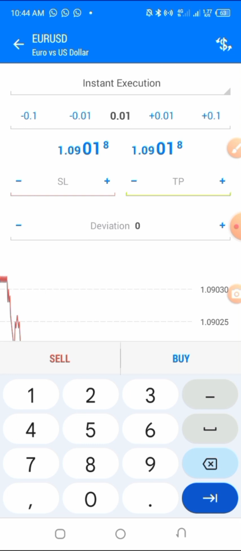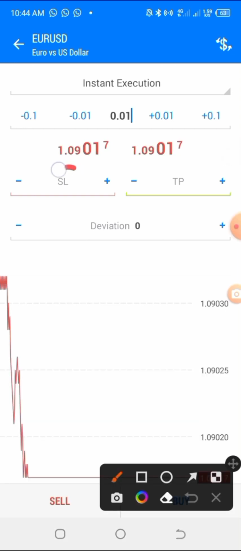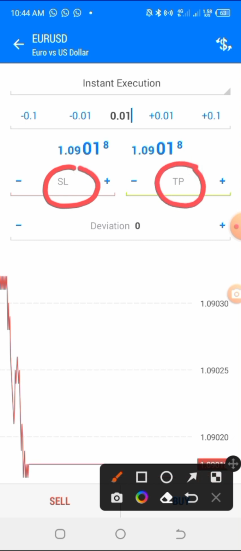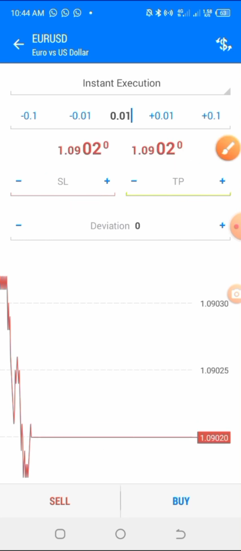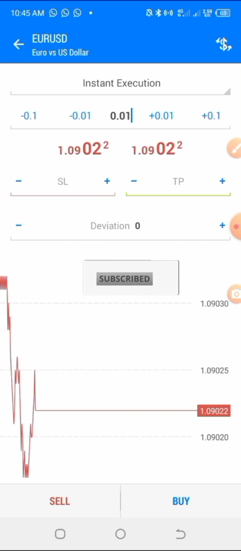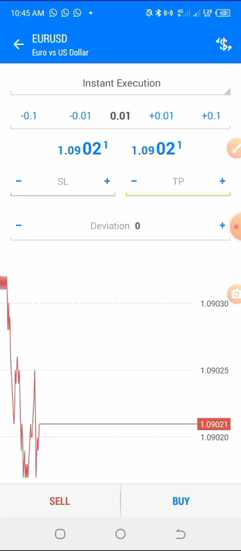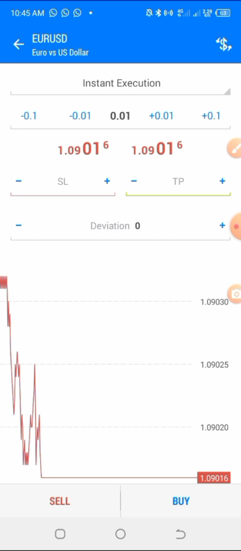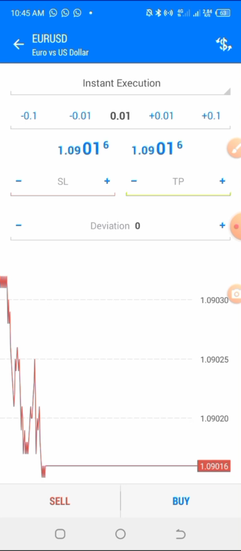All right. If you want to place the stop loss, this is the stop loss, SL. This is the TP, or take profit. Those will help you manage your risk, so that if price goes against you, you know how much you are willing to lose. And if price goes in your favor, in your direction, you know how much you are going to take.